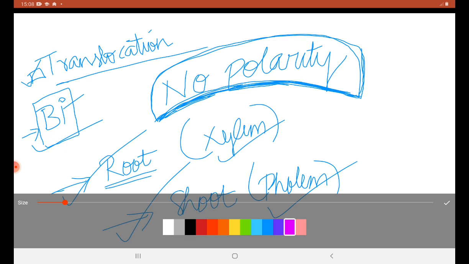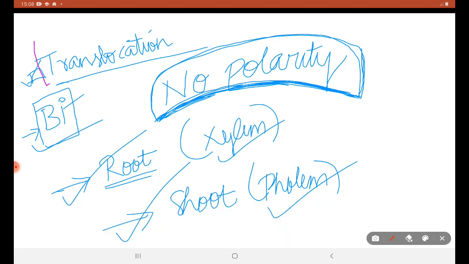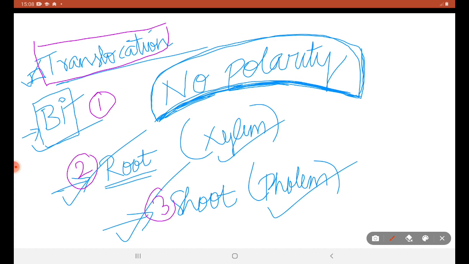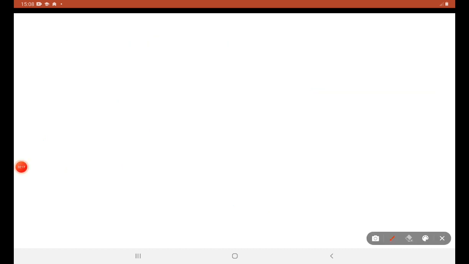First part is done, that is translocation of gibberellin. First thing is bidirectional. What will happen in case of synthesized in root, in case of synthesized in shoot, and there is no such polarity that is seen in case of auxin. These are the basic details about translocation of gibberellin. Next we will see what are the inhibitors of gibberellin. Inhibitors means what are the components that inhibit gibberellin.